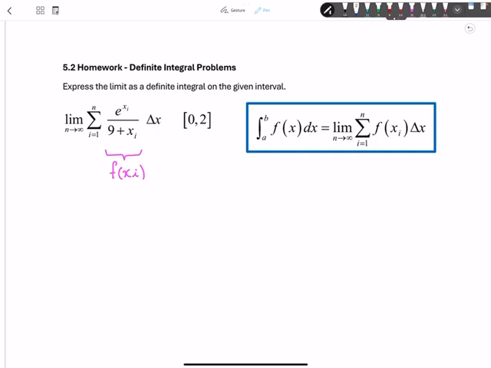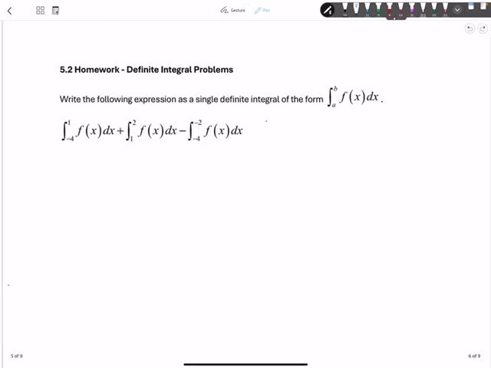And so we can simply go ahead and write this using this definition. This will be the integral. The bounds are given here, so this is the integral from 0 to 2. If f of x sub i is equal to e to the x sub i over 9 plus x sub i, then f of x will simply be e to the x divided by 9 plus x, dx. And that is all that there is to it for this problem.